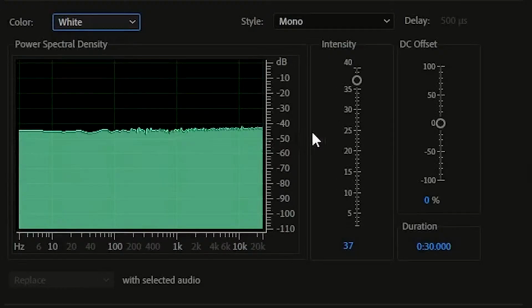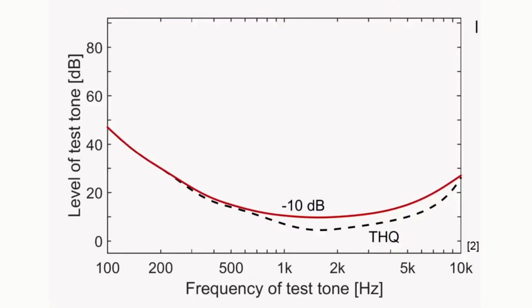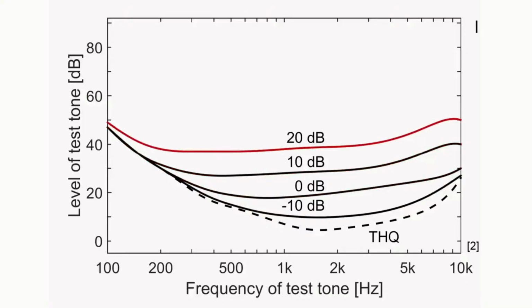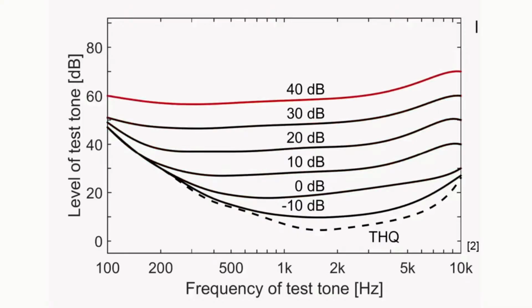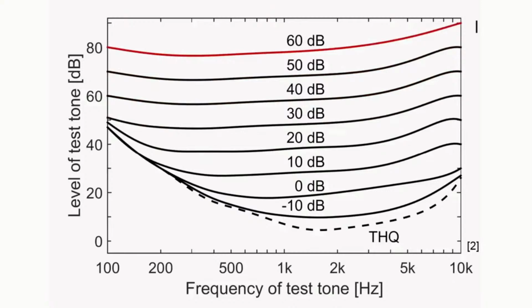White noise is a type of noise where the energy is evenly distributed throughout the frequency spectrum with equal energy density per frequency. This line represents the results when the level of the white noise is minus 10 dB, and these additional lines indicate that each time we increase the level of the noise by 10 dB, the tone is required to be increased by 10 dB as well in order to remain audible. You can see that this holds true for tones at all frequencies across the spectrum.